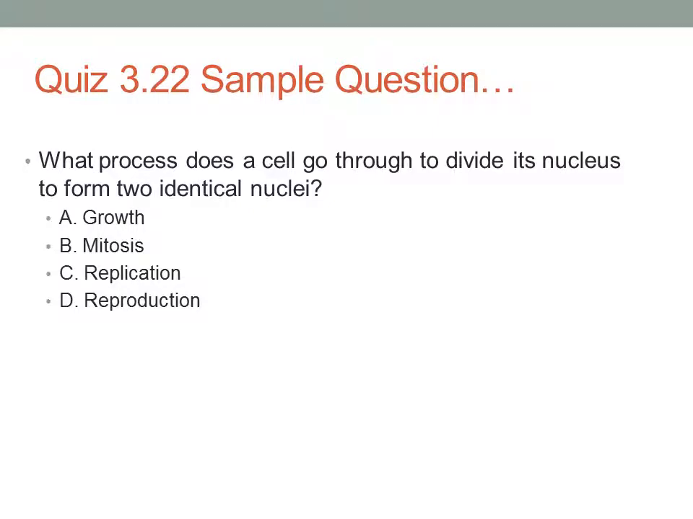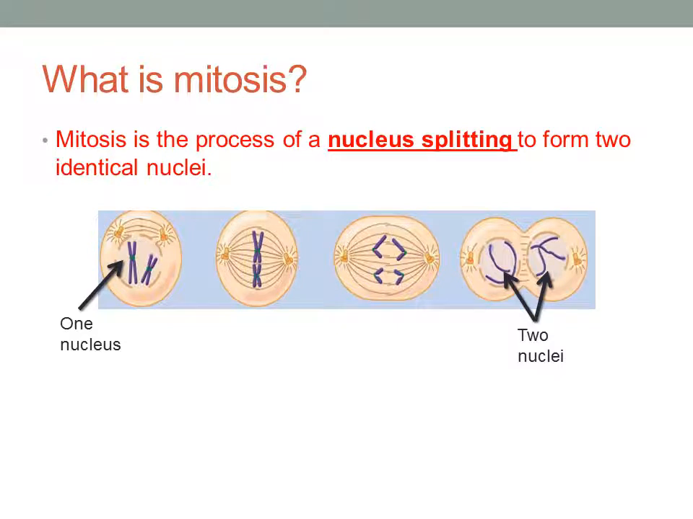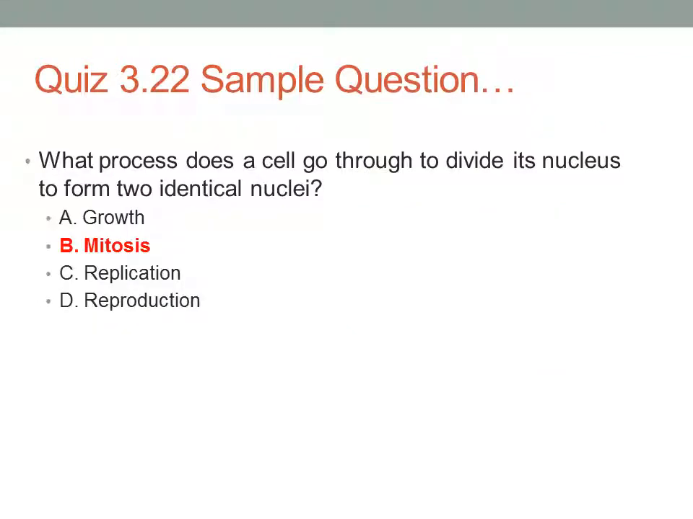So here's the next sample question. What process does a cell go through to divide its nucleus to form 2 identical nuclei? Is it A, growth, B, mitosis, C, replication, or D, reproduction? Mitosis is the process when nucleus splits to form 2 identical nuclei. So the best answer for this one would be B, mitosis. Again, remember mitosis is not forming 2 separate cells, it's forming 2 identical nuclei.